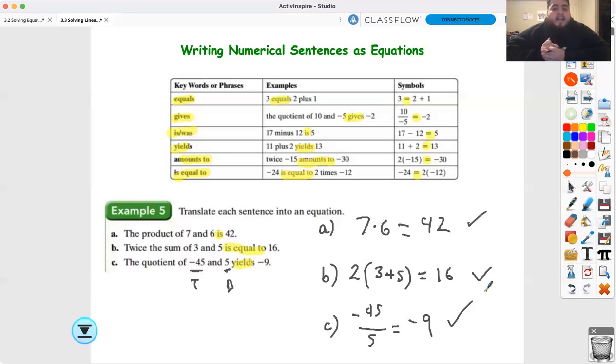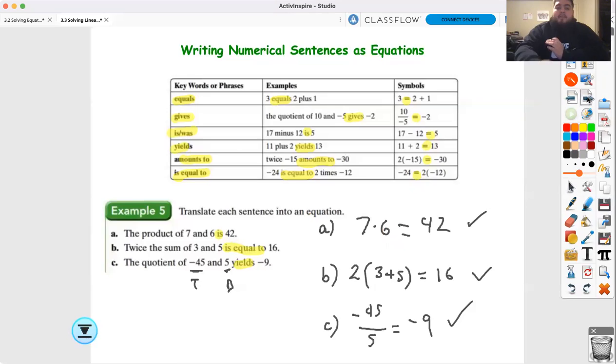Now, where it's at, you want to make sure that the words translate into math symbols that make a true statement. For example, I don't want to say the product of 7 and 6 is 42 and then write 7 times 6 and 42 without the equal sign. That is not right or true. So the key is you want to look at a sentence and say, all right, I've got to make an equation that produces a true statement. That is a key to writing sentences into equations.